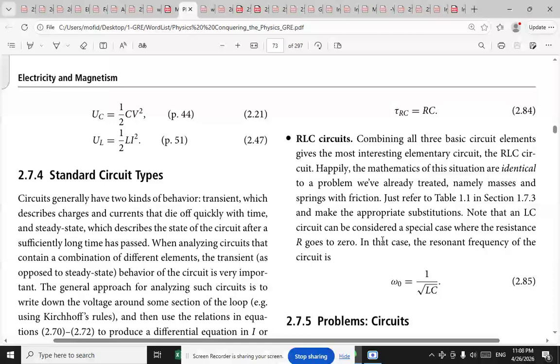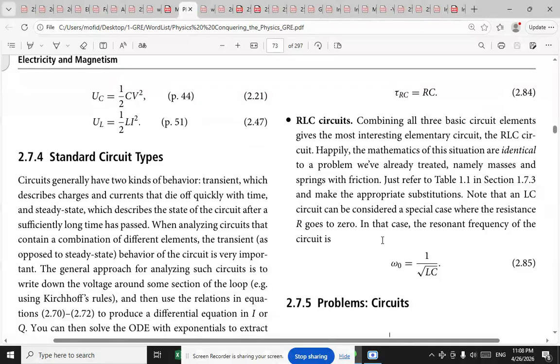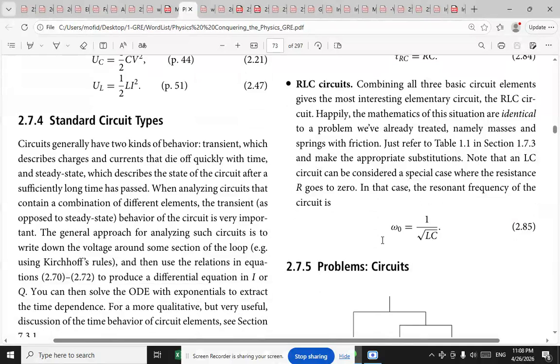Now I want to go through the standard circuit types. Circuits generally have two kinds of behavior: transient, which describes charges and currents that die off quickly with time, and steady state, which describes the state of the circuit after a sufficiently long time has passed. When analyzing circuits that contain a combination of different elements, the transient as opposed to steady state behavior of the circuit is very important.